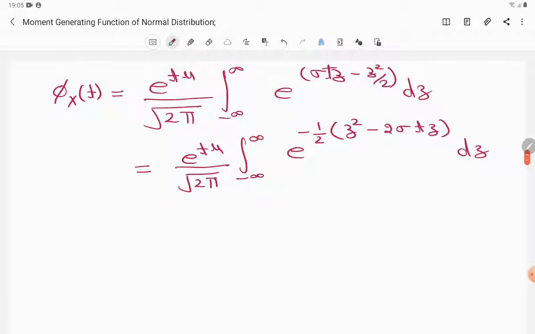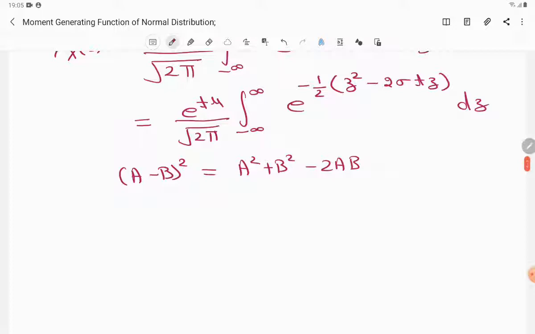Now, I can write (a - b)² as a² + b² - 2ab, and we are aware of that. Over here I have z², and over here I have minus 2σt z. So if I add σ²t², I can write this in terms of (a - b) whole square. So that's what I'm going to do over here.